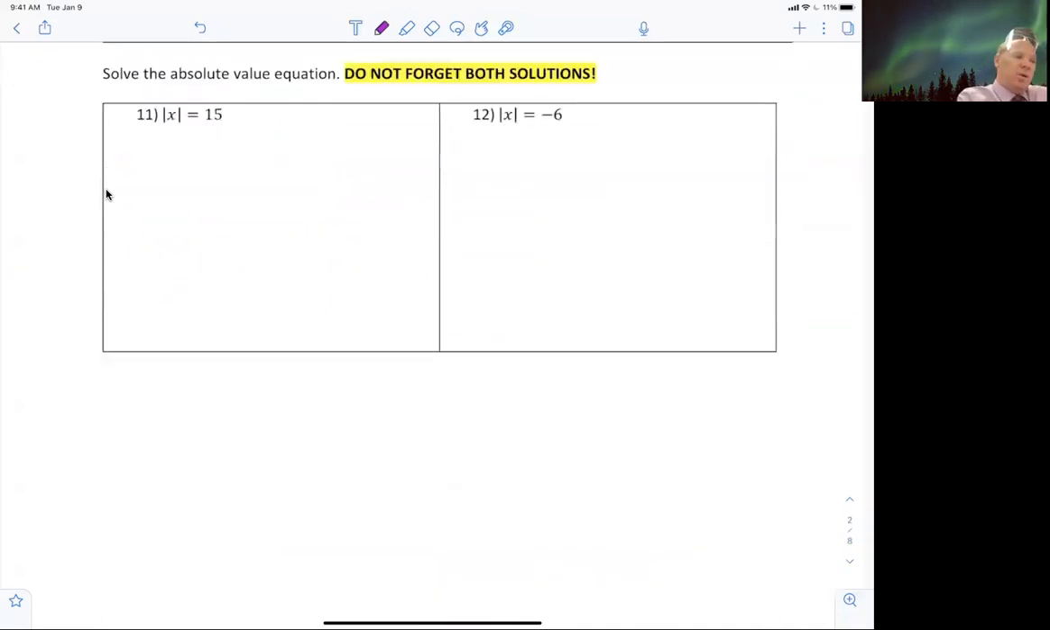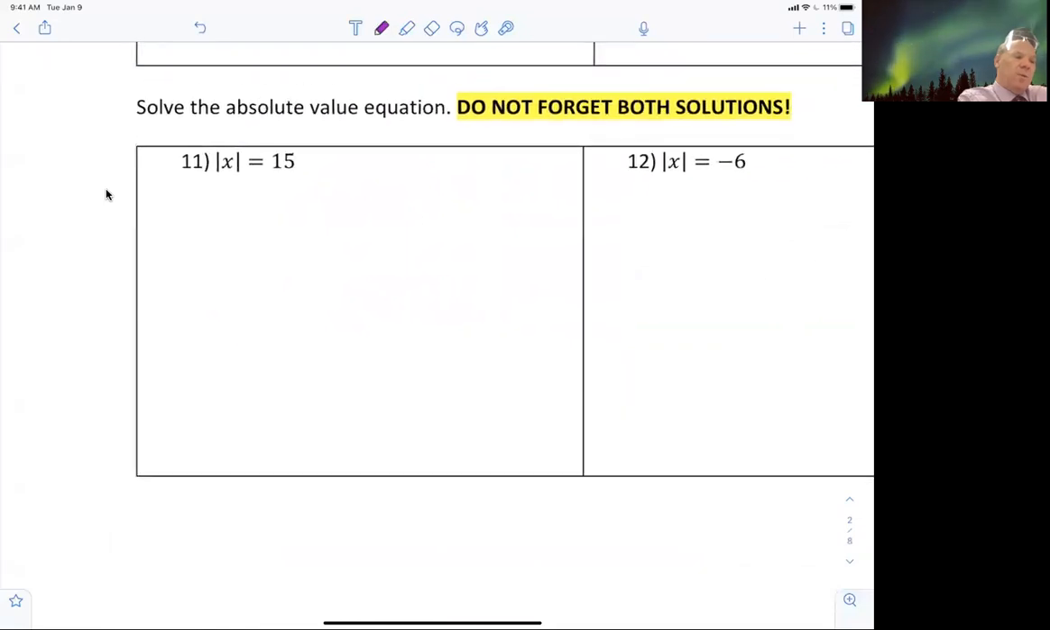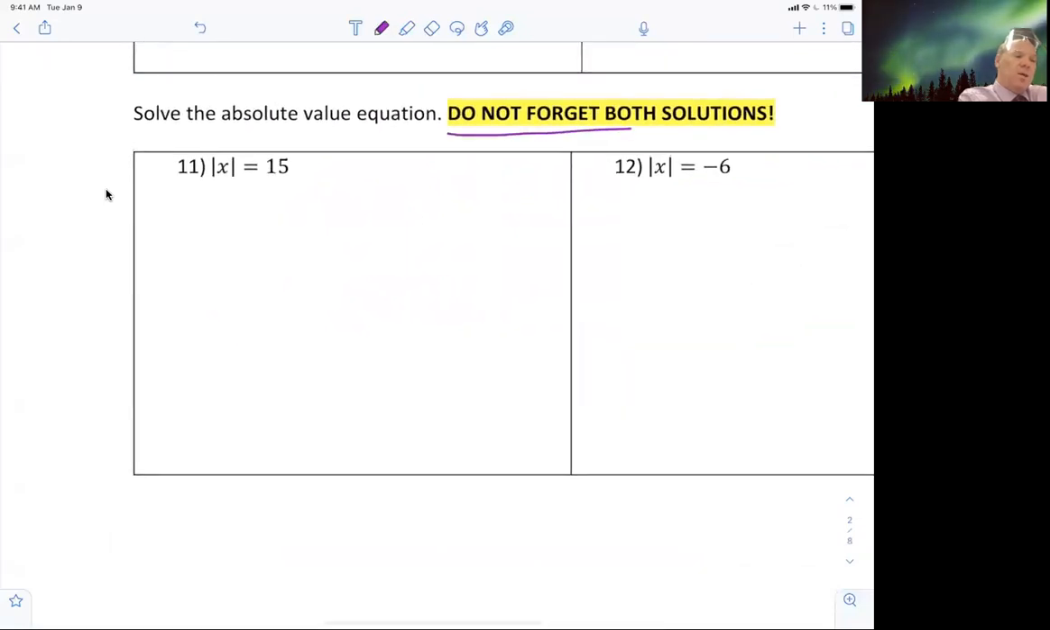Number 11. Now we're getting into the absolute value. Don't forget how many solutions: 2 solutions. I have people that are going to miss half the quiz because they only write down 1 solution, and even though I put the note, don't forget both solutions. All right, so here, x could equal what? 15 or negative 15. Yes, plus or minus 15.